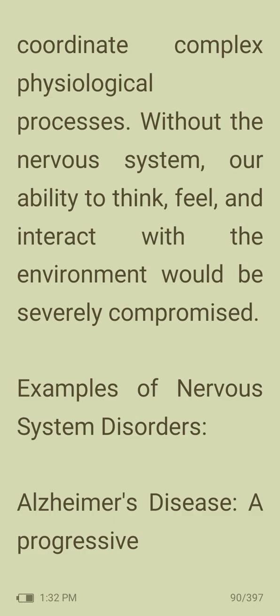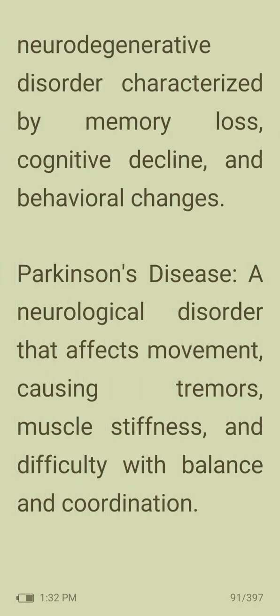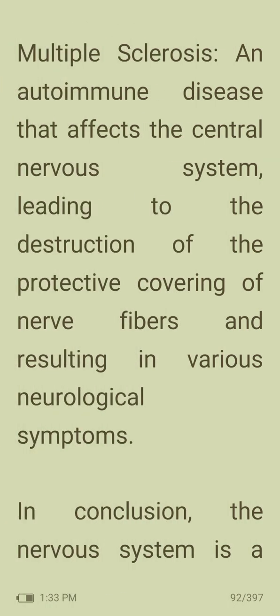Then, examples of nervous system disorders: Alzheimer's disease, a progressive neurodegenerative disorder characterized by memory loss, cognitive decline, and behavioral changes. Then, Parkinson's disease, a neurological disorder that affects movement, causing tremors, muscle stiffness, and difficulty with balance and coordination. Then, multiple sclerosis, an autoimmune disease that affects the central nervous system, leading to the destruction of the protective covering of nerve fibers and resulting in various neurological symptoms.